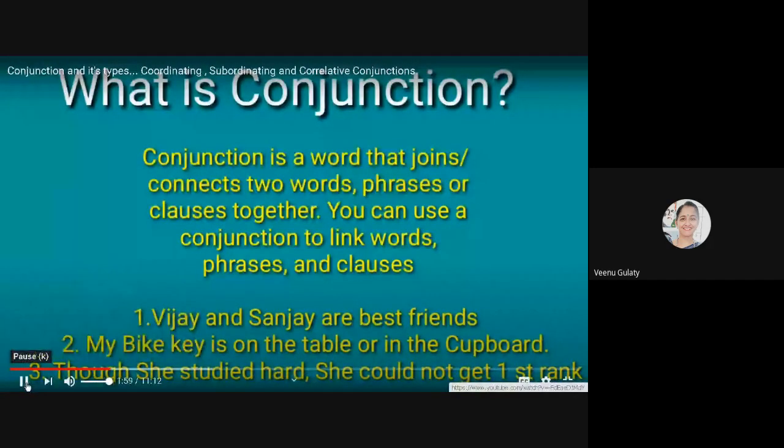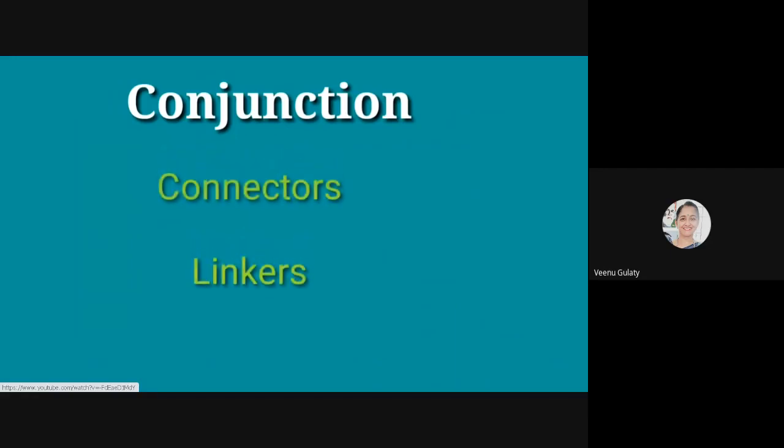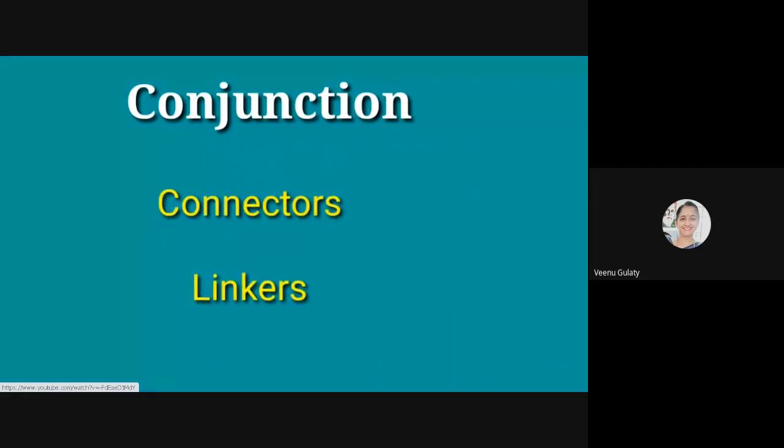Let us take the third example. Though she studied hard, she could not get first rank. In the third sentence, which is the conjunction, friends? Yes, you're right. Though is the conjunction. Here, she studied hard and she could not get first rank. Two clauses are combined together with the conjunction though. So friends, don't think conjunction always should come between the words. Sometimes the conjunction comes at the beginning of the sentence also. Friends, these conjunctions are also known as connectors, because conjunction connects two phrases or clauses. It is also known as linkers, because it can link two words or phrases.